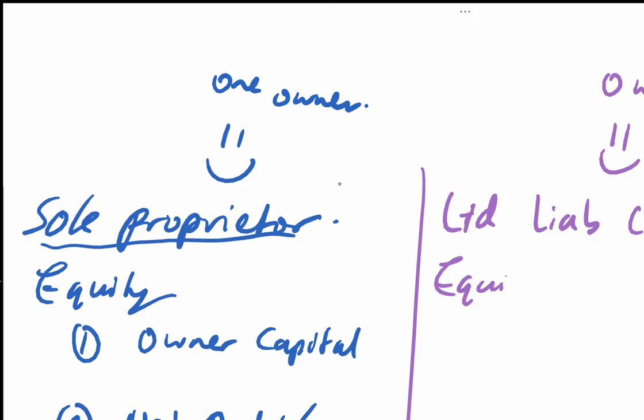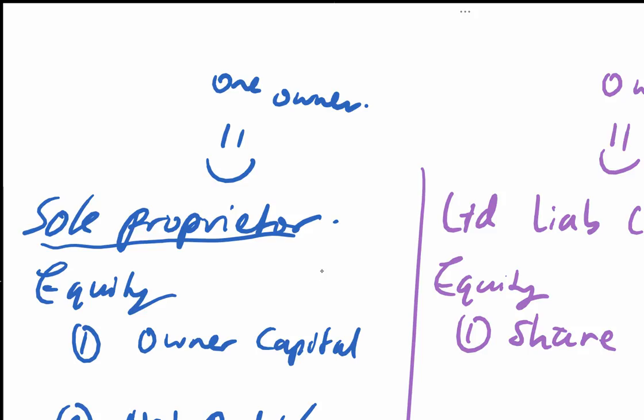The capital that they provide is called share capital. You know why we call it share capital? Because these people have a share in the company. That's why we call them shareholders. They have a share of the company, and the capital that they provide is share capital. Okay, good.